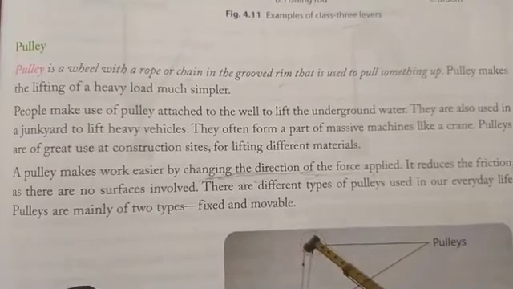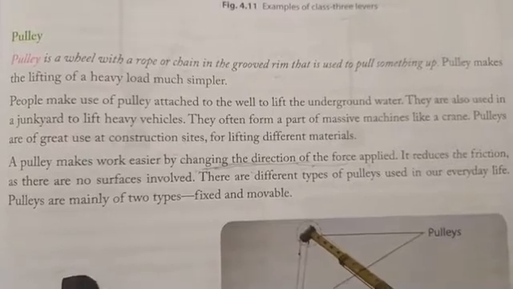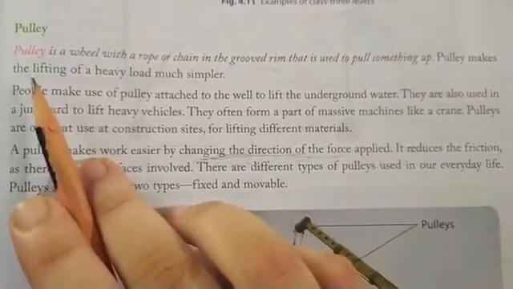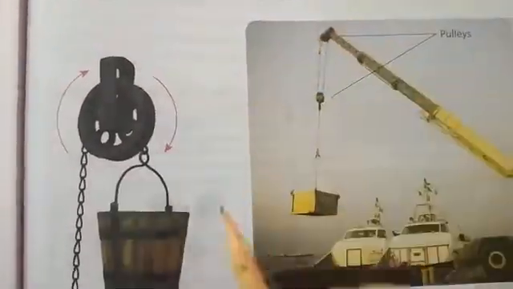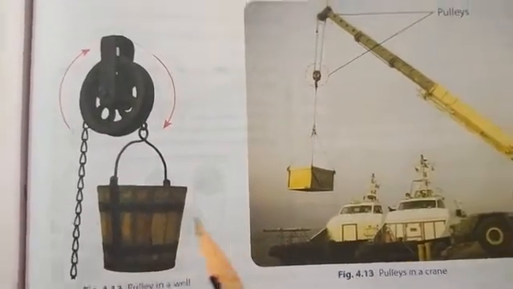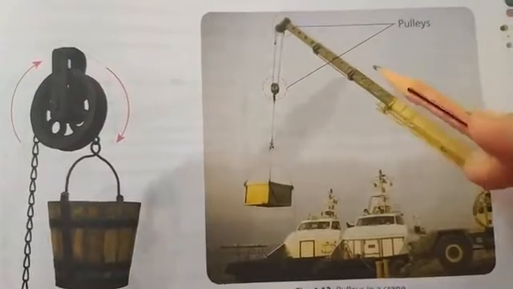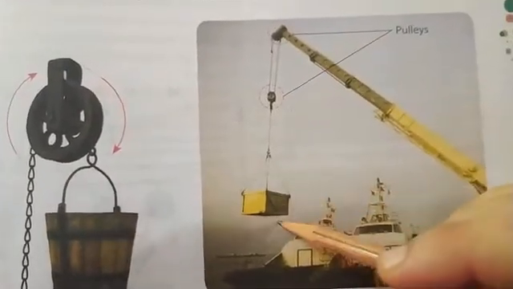Yesterday you learnt about levers, which are the first type of simple machines. Today we will discuss the second type of simple machines, which is known as the pulley. You might have seen pulleys in a well. Pulleys are attached to the well to lift the underground water. Similarly, if we look at cranes, there are some attached parts that can be pulleys, which are used to lift heavy objects.